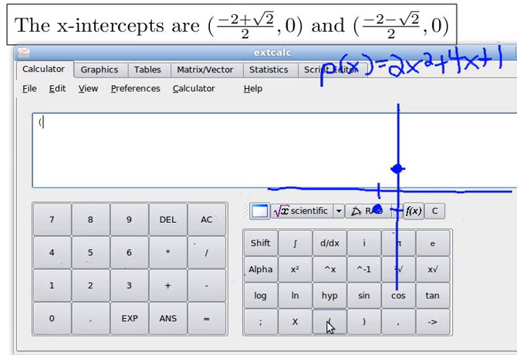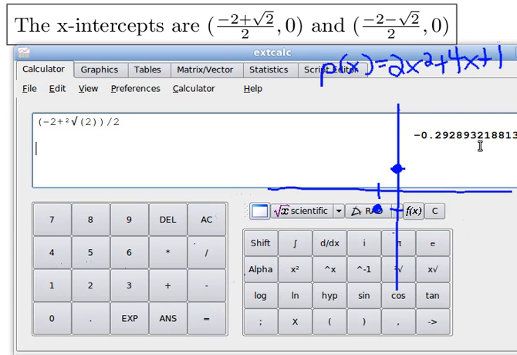So I'm going to do negative 2 plus the square root of 2, all over 2. Please note, though, that on this calculator the negative sign works, this minus works for both negative and minus. On most scientific calculators, these will be separated into two different things. So you'll have one that has a minus and then one that has a negative, and those are not the same thing. In this case, they are, though.